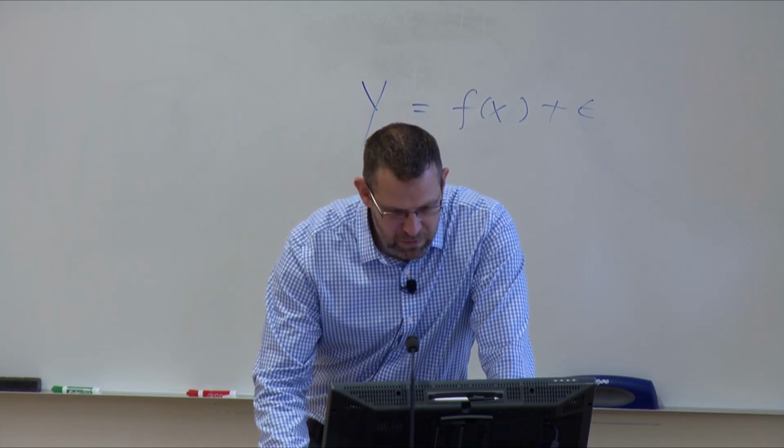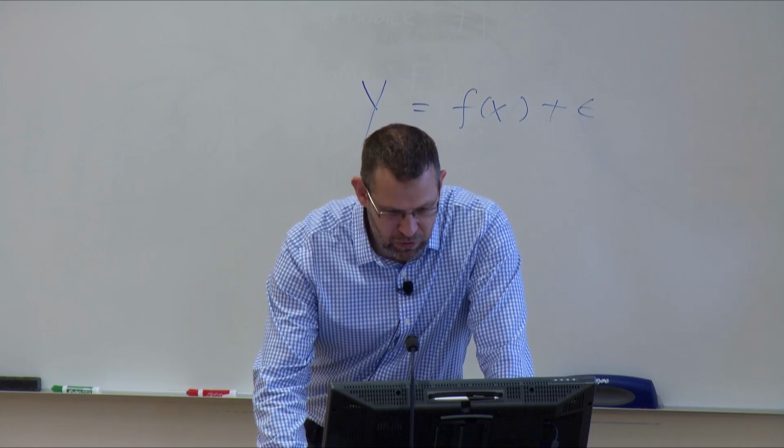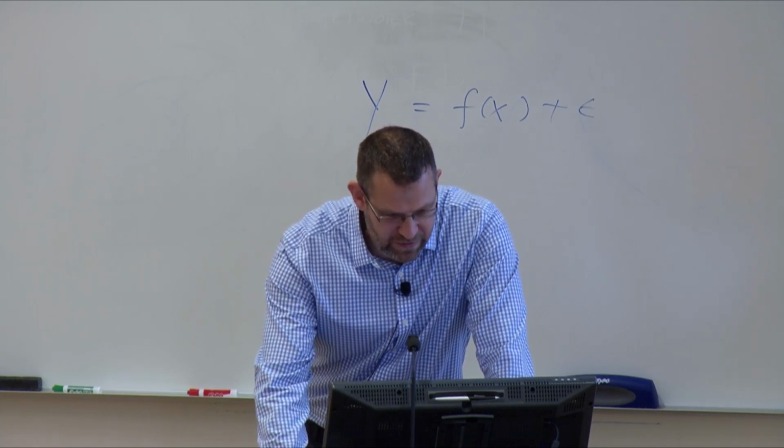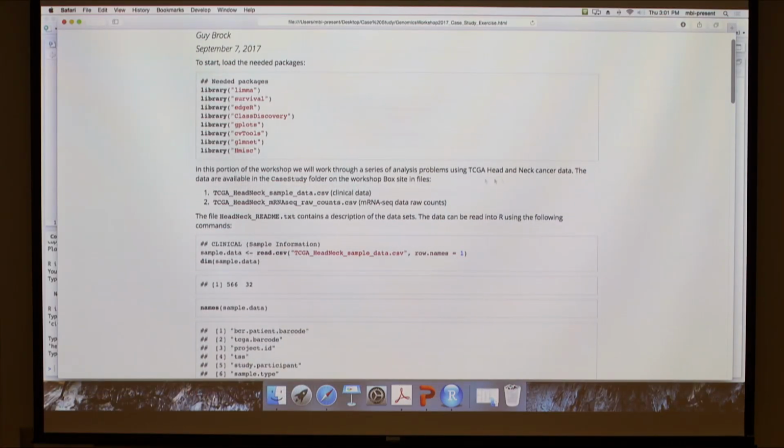And let me go through the data set. So the data set is head and neck cancer data from the Cancer Genome Atlas, TCGA. We talked about this on the first day, where we went through steps of downloading and obtaining the data, and then doing some processing to it. At the end of the processing, we produced these two files. So that's our starting point for this part of the workshop.